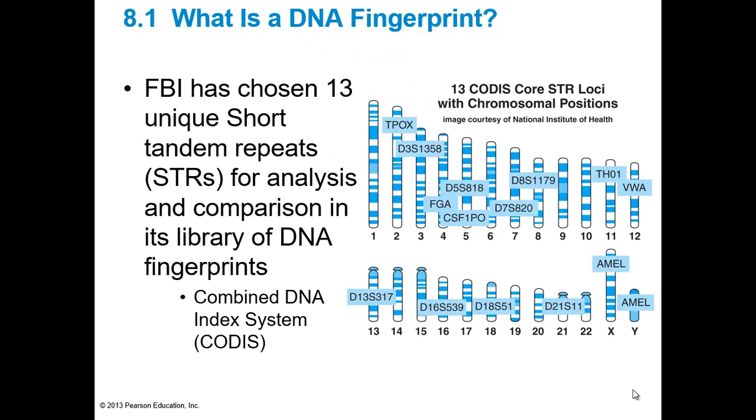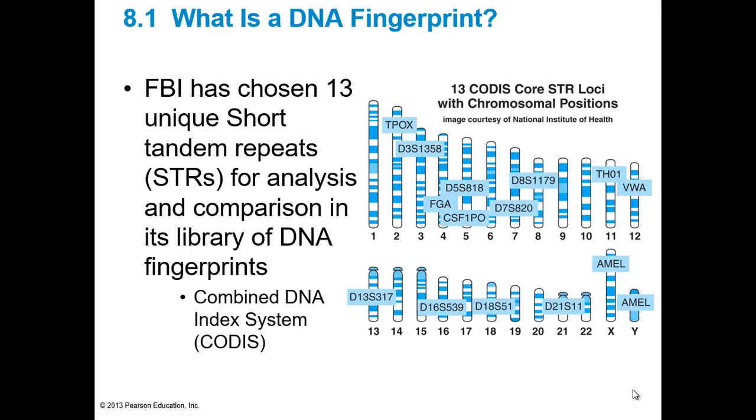Okay. And these short tandem repeats are a different type of repeat than a microsatellite. The FBI has chosen 13 of these in its CODIS database in order to identify criminals. And you can see the 13 different regions here listed out on the 22 autosomes as well as X and Y. And so with these regions, you can look at how many repeats an individual has for each region, and you can use them to ID the individual.